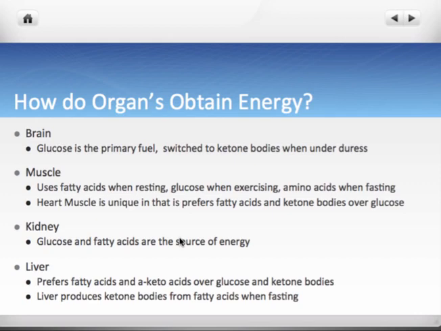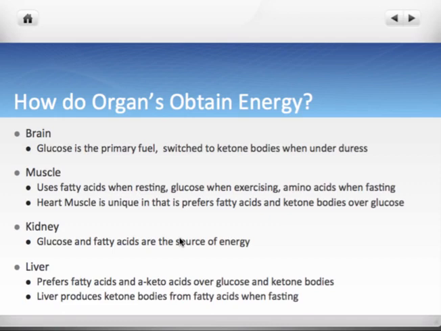So how do different organs obtain energy? Well, the brain is pretty special in that it prefers to use glucose as its primary fuel, but when it's under duress, when you're starting to starve, it's going to switch over to ketone bodies to be fuel sparing and cut down on the glucose that it's using, so the body can still try to function as fully as possible. Muscles are a little different. General skeletal muscles are going to use fatty acids when resting, glucose when exercising, and amino acids when fasting.